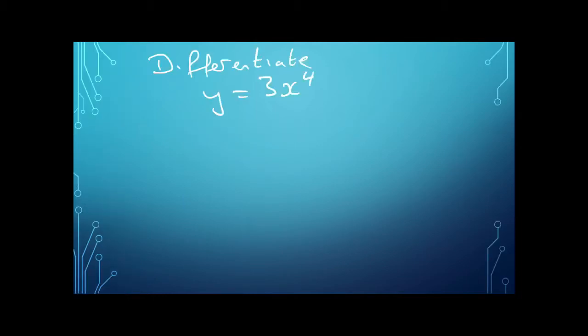Okay, differentiate 3x to the 4. So this is the next step forward, in that there's a number in front of the x. So dy/dx, and we do the same thing. We bring the 4 in front, and it's 4 times 3x, and we subtract 1 from the power of x to the 4, so x cubed, which gives us 12x cubed. So dy/dx is 12x cubed.